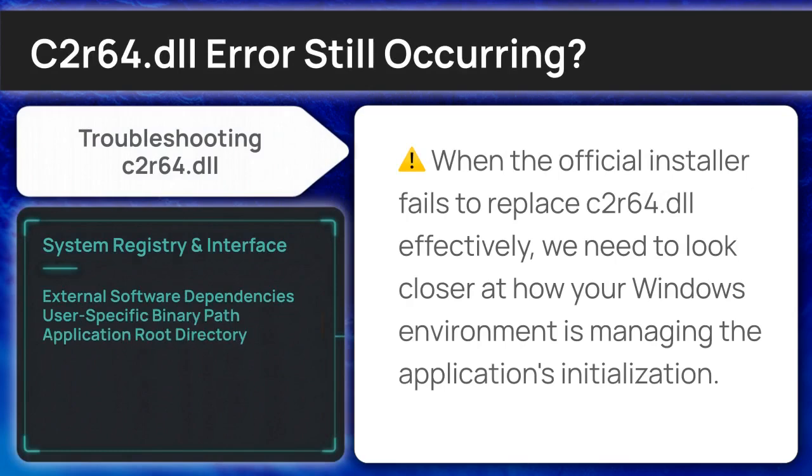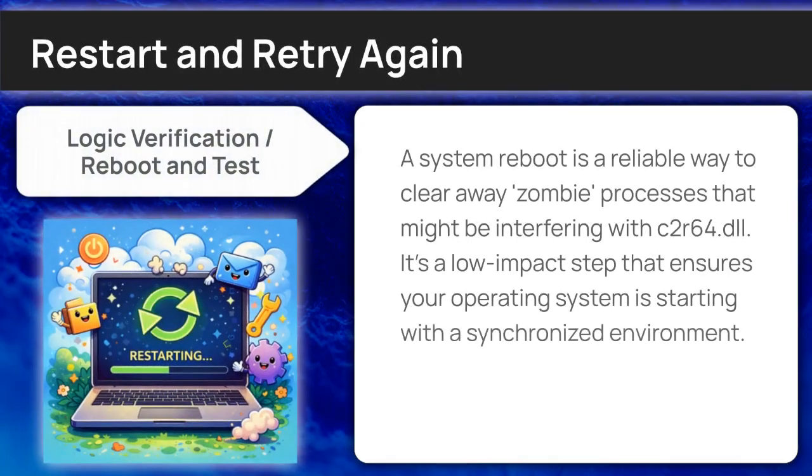Should the reinstallation fall short, the next step in our protocol is to validate the integrity of your system's startup environment. A system reboot is a reliable way to clear away zombie processes that might be interfering with c2r64. It's a low-impact step that ensures your operating system is starting with a synchronized environment.